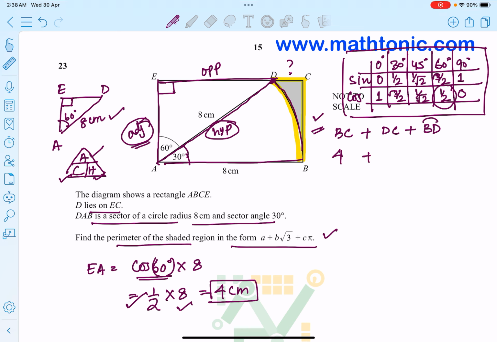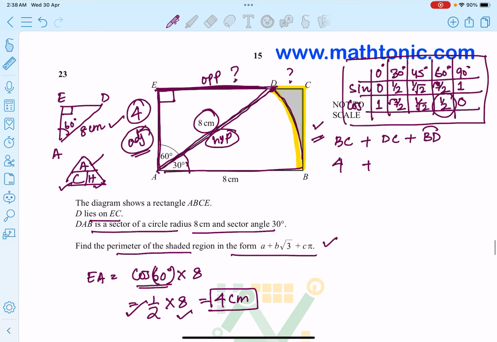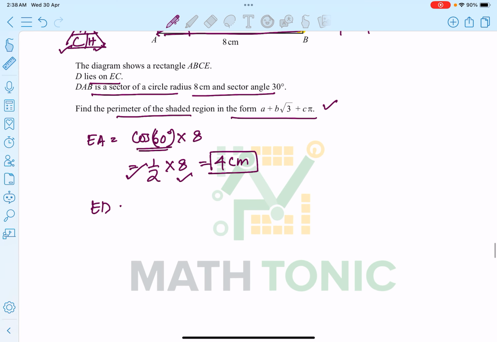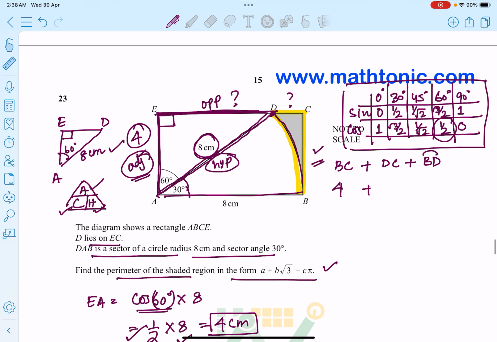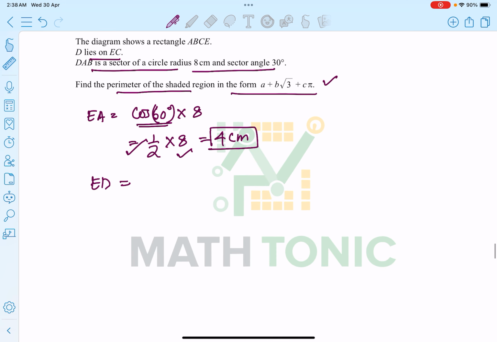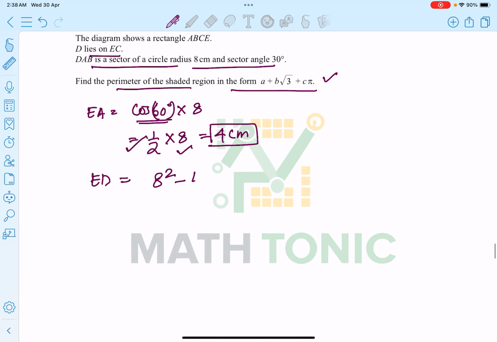To find the value of DC, we need to find the value of ED as well. How to find ED? In this triangle, we already have this one as 4 centimeter and this one 8 centimeter. How to find the third side of a right angle triangle? We can use Pythagoras theorem, right? So this side is ED. We have hypotenuse 8, this is given 4, so we have to subtract. So 8 squared minus 4 squared, take the square root, that is 64 minus 16, square root, which equals square root of 48.